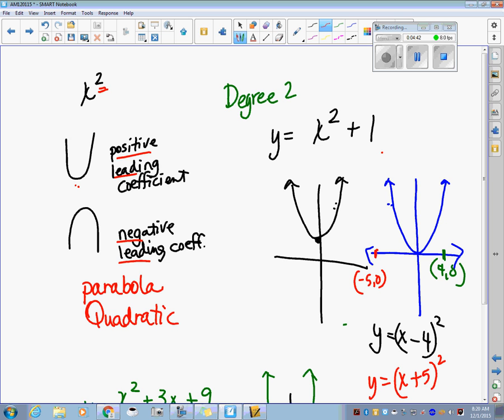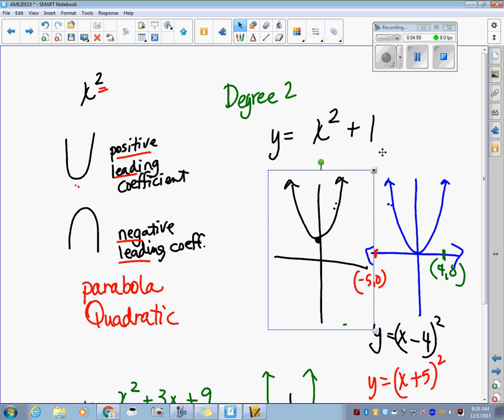Now let's take a look. Is this an even or an odd function? Look at this. Is this an even or an odd function? This is even. If I fold this along the y-axis, it matches. So this is an even function.